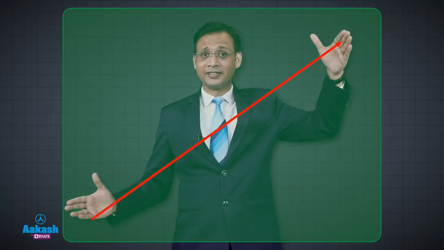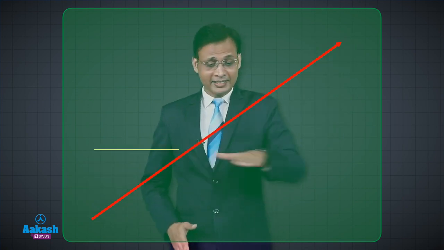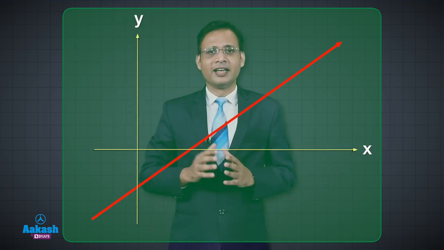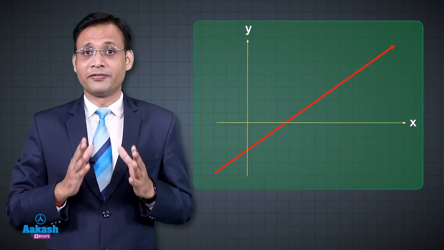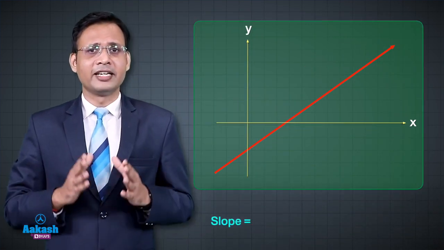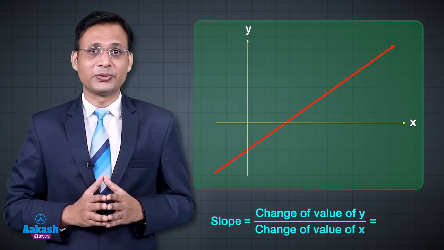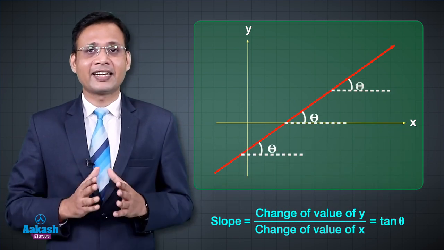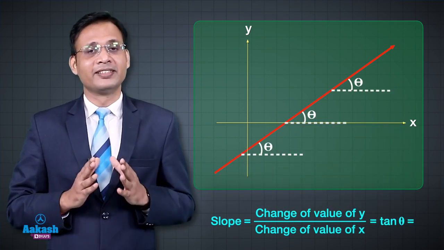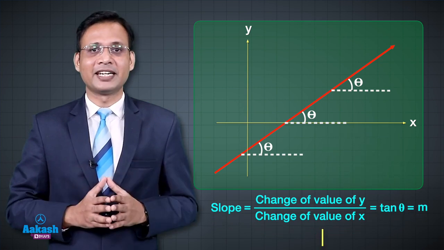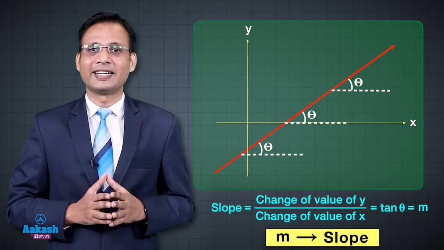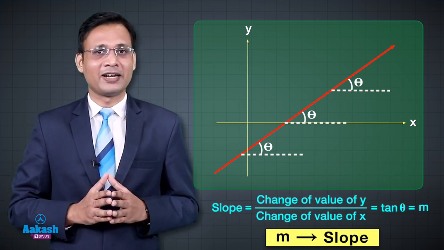Now if I draw a straight line, the slope ratio stays the same for that entire line. And here's what I mean. Let's say these are my x and y axis, and when we talk about slope, the way slope or steepness is defined is by change of y over the change of x, which is equal to tan theta, and that can be represented by using the letter m. Here m stands for slope, so it is quite easy to calculate the slope of a line.